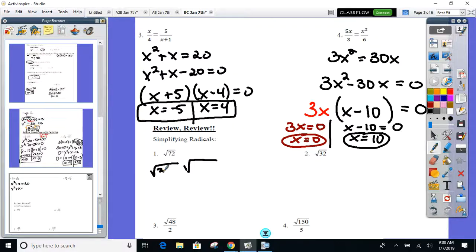36. And now underneath the other one is a non-perfect square. So 36 times what gives you 72? 2. And then let's finish this up. Square root of 36, 6. And then the radical 2 comes along for the ride. 6 radical 2.